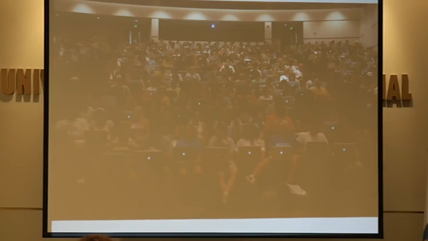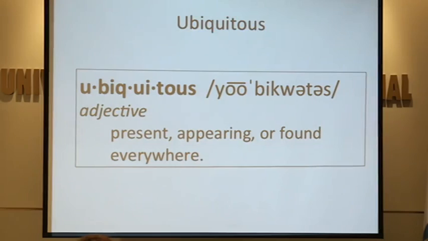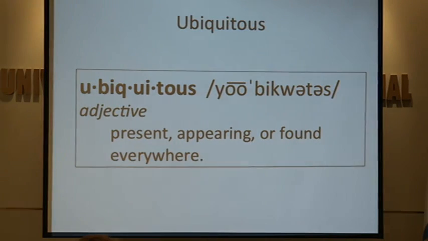So there's another word in English for this: ubiquitous. Ubiquitous means present, appearing, or found everywhere. So by the end of the personal computing era, PCs became very ubiquitous. Anybody doing some work would have a PC.